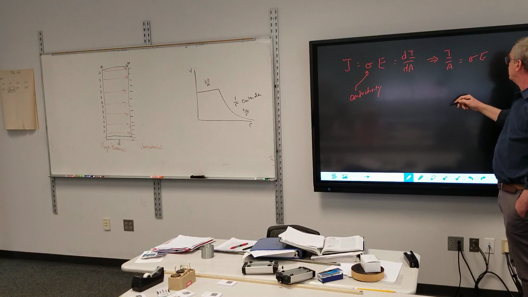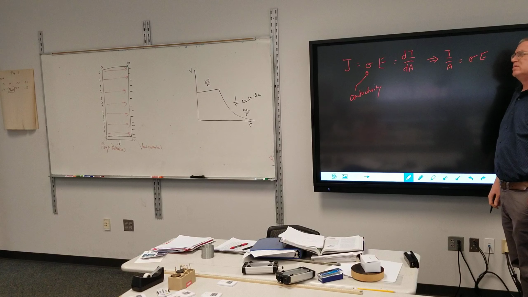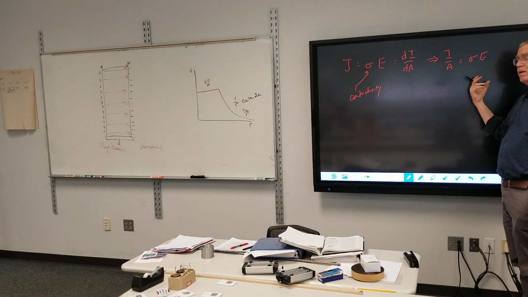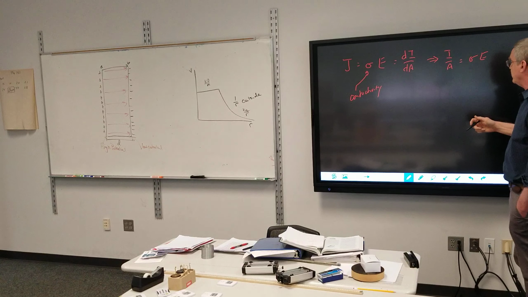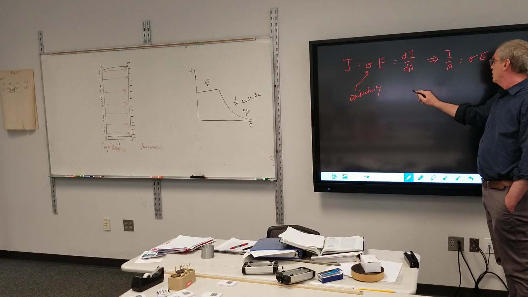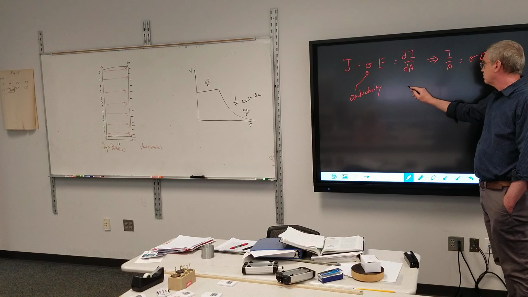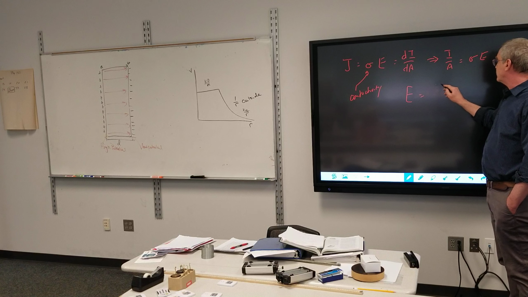We're trying to find E. Sigma times E, that is not epsilon, that is an E for electric field. Therefore, E is equal to I over sigma A.